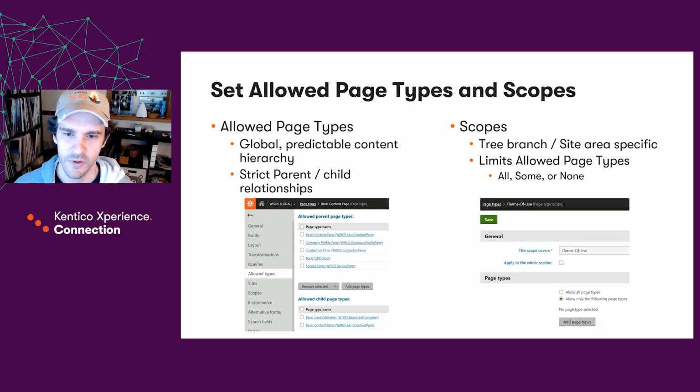And what these two sets of screenshots are showing is that normally I'd allow for basic card containers and basic content pages below something like the terms of use page. But specifically in the terms of use page, I want to define a scope that says no additional content can be created here. The benefit of this is that it doesn't make sense to create more content underneath terms of use, but I want to be able to reuse that basic content page type.